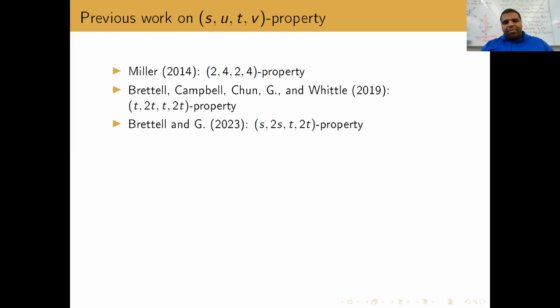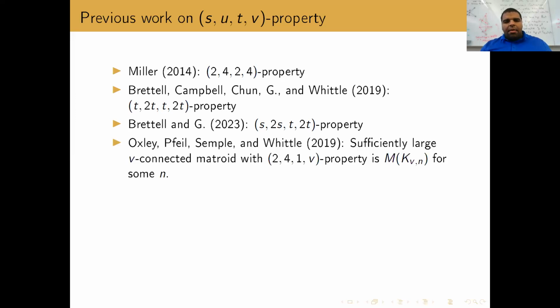Okay, so we don't just have to double the S and the T. Oxley, Pfeil, Semple, and Whittle studied matroids that have the 2-4-1-V property. They show that sufficiently large V-connected matroids with this property are going to be the cycle matroid of this complete bipartite graph, K_{V,n}, for some integer n.